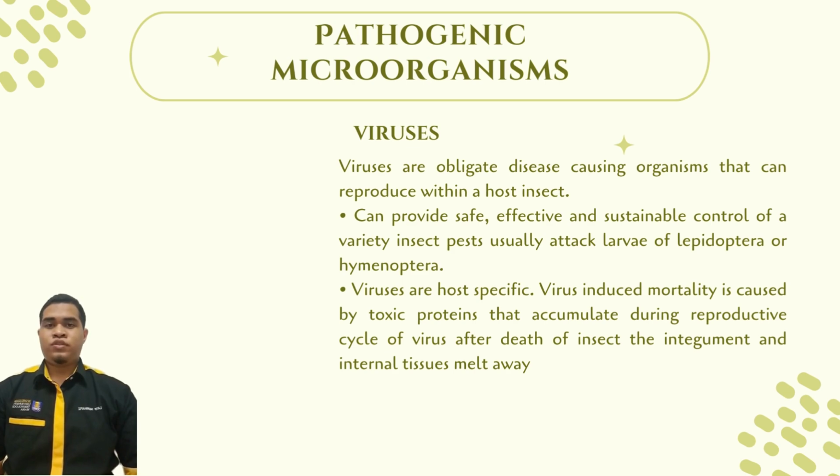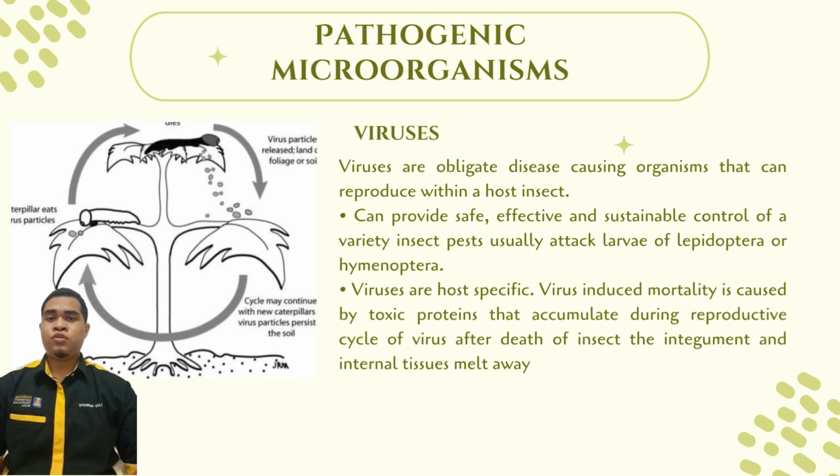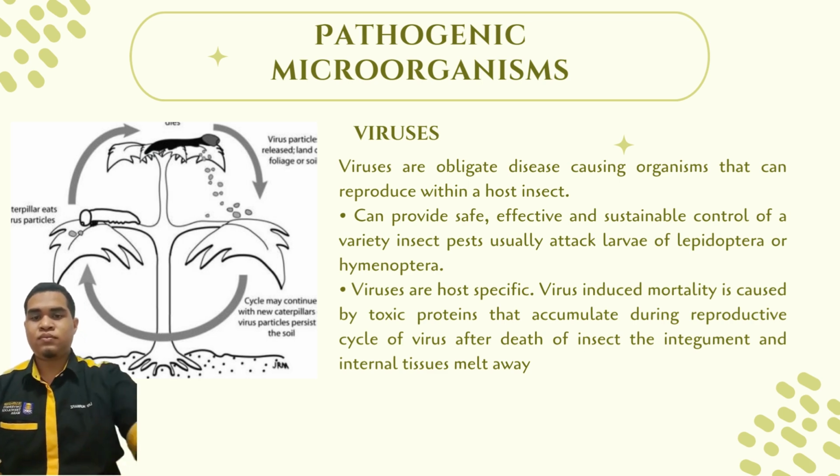Finally, we have viruses. Viruses are obligate disease-causing organisms that can reproduce within a host insect. They provide a safe, effective, and sustainable control of a variety of insect pests and usually attack larvae of Lepidoptera or Hymenoptera. Viruses are host-specific and induce mortality by accumulating toxic protein during the reproductive cycle of the virus, and after the death of the insect, cause the integument and internal tissue of the insect to melt away.